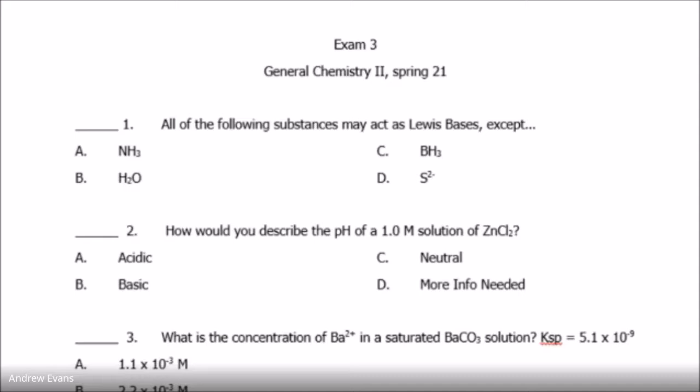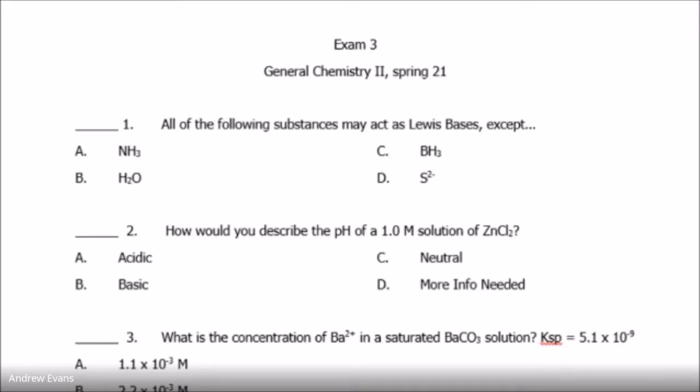Test 3. The first question asks, all the following substances may act as Lewis bases except. So we've got to remember, Lewis acids, Lewis bases. How are they defined? A Lewis acid is defined as an electron pair acceptor, while a Lewis base is defined as an electron pair donor. OH minus still counts as an electron pair donor. Everything that was an Arrhenius base and a Bronsted-Lowry base is still a Lewis base. The only addition is certain bases that might not have been considered Lewis bases before.